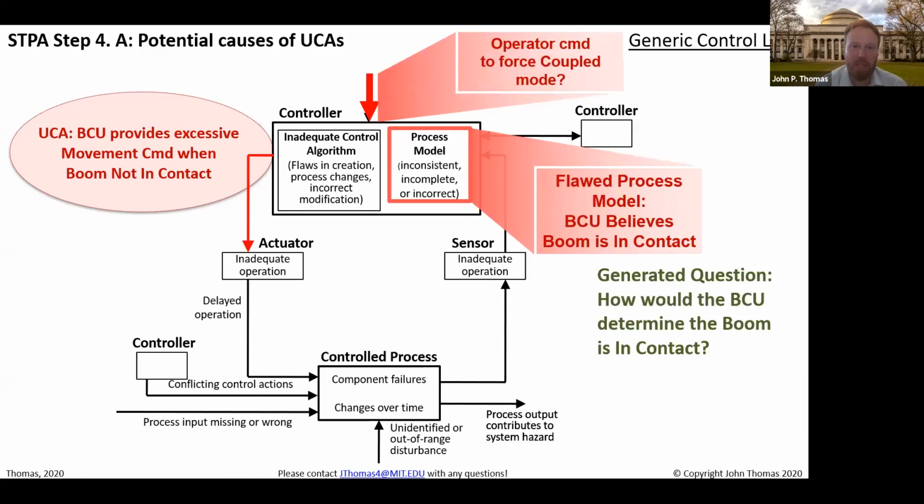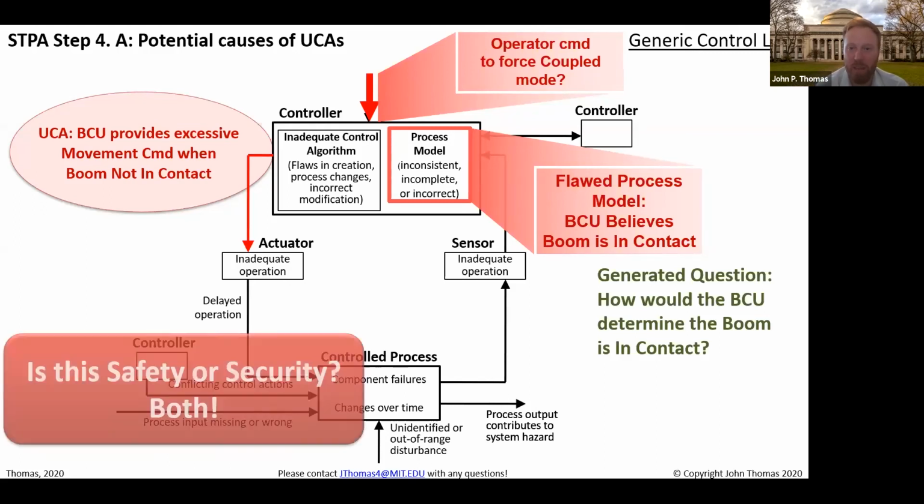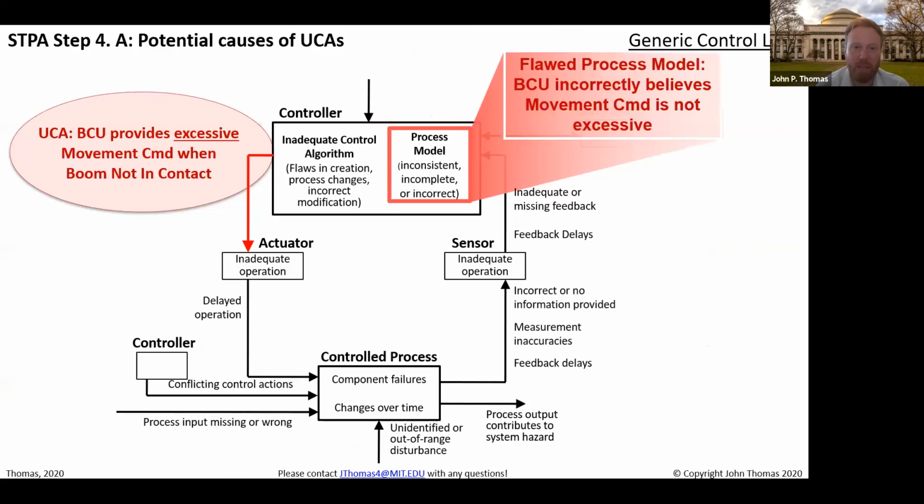Here's an interesting case. It believes the boom is in contact. How else, other than looking at sensors? Is there an operator command to force coupled mode? There might be. And that's another way we can come to believe we're in contact when we're not and provide these excessive commands. This is, again, safety and security.